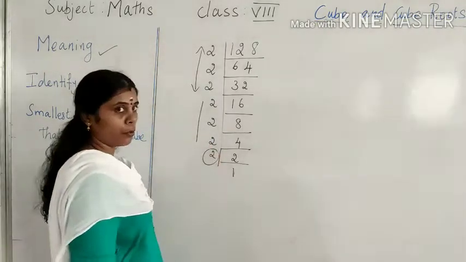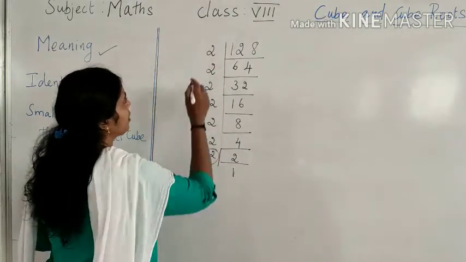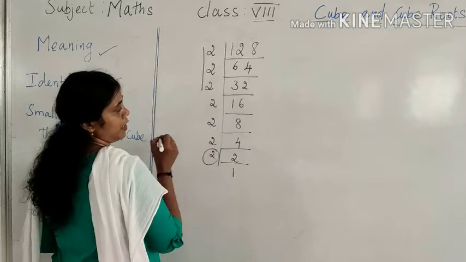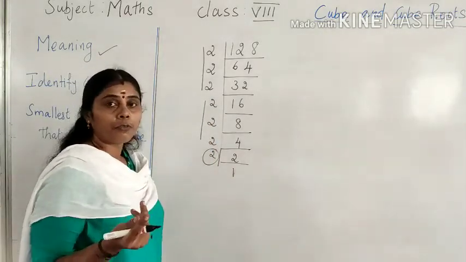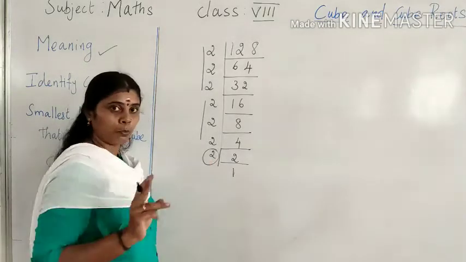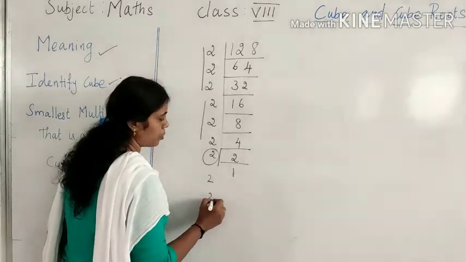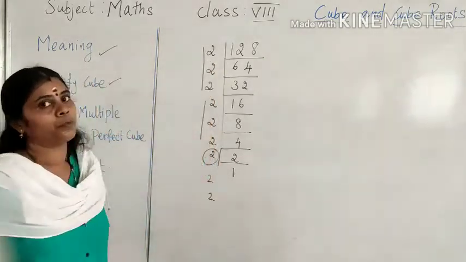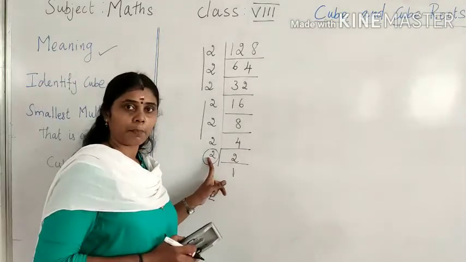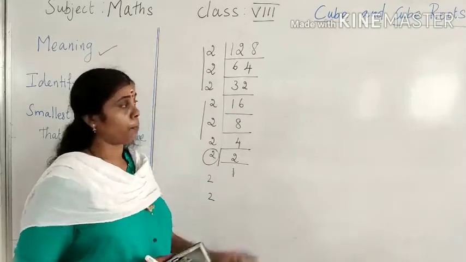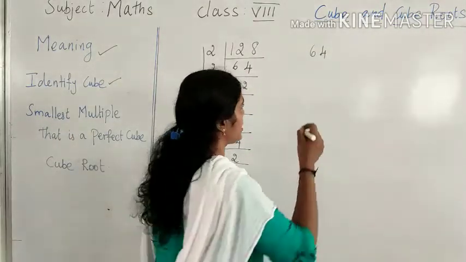But this last 2 is alone. It does not have a group, because we made 3 numbers as one group, again 3 numbers as one group. But for this 2, to make a group we need 2 more 2s, because only 1 is there. If we have 2 and 2, then we can say it is a perfect cube, right? So like that we can easily identify that a number which does not form complete groups is not a perfect cube.